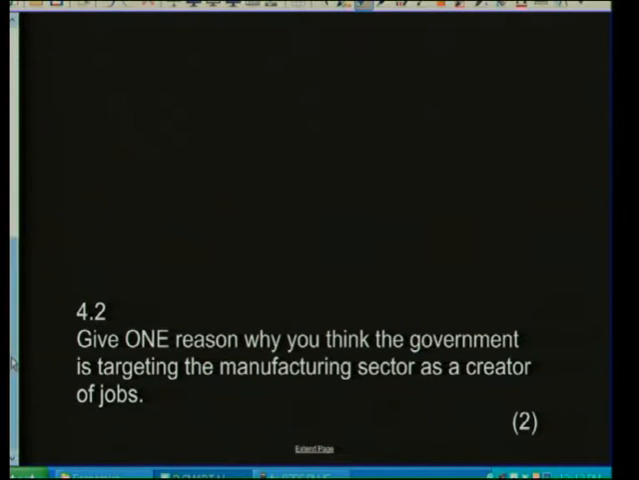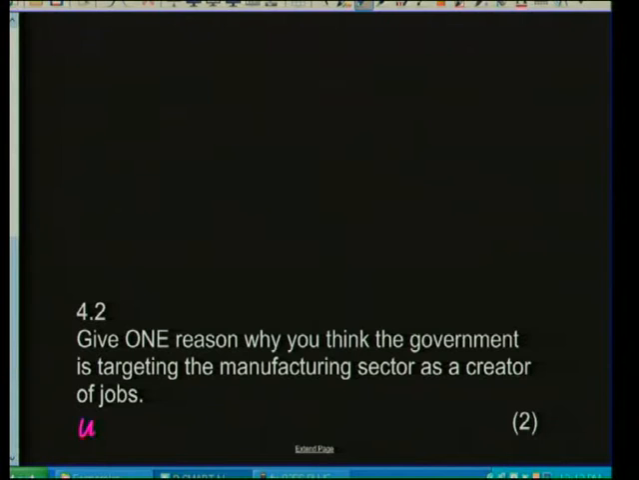Right, we move on to the next question, 4.2. Give one reason why you think the government is targeting the manufacturing sector as a creator of jobs. Now, the economy consists of 3 sectors, the primary, the secondary, and the tertiary sector. The manufacturing sector is a part of the secondary sector, and this is where all the changing of the raw materials into the final products actually take place. So if they decide to increase the job opportunities in the manufacturing industry, it means that you will need a lot of unskilled labor as well. So a lot more people will benefit from this. And you can mention that there will be more opportunities.